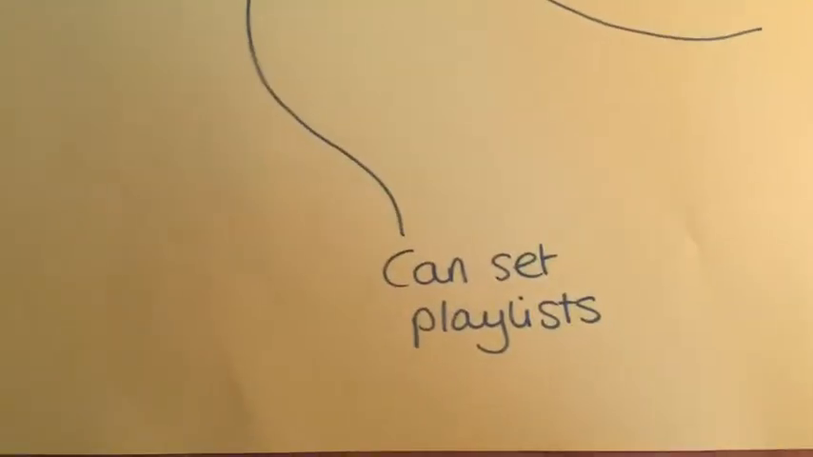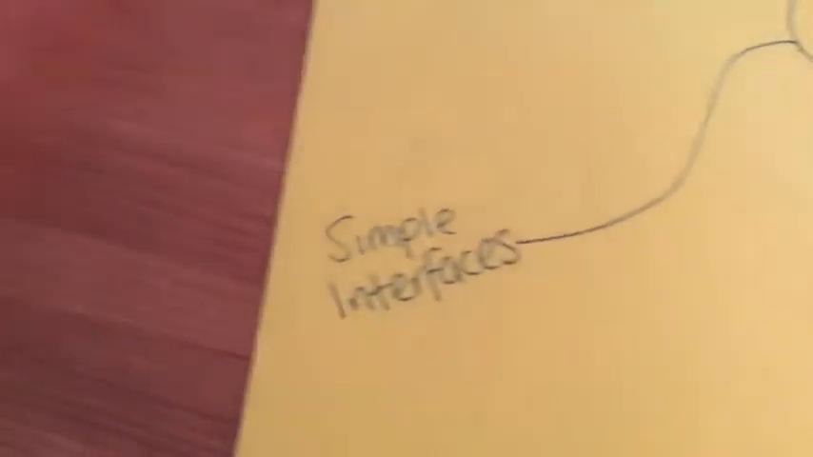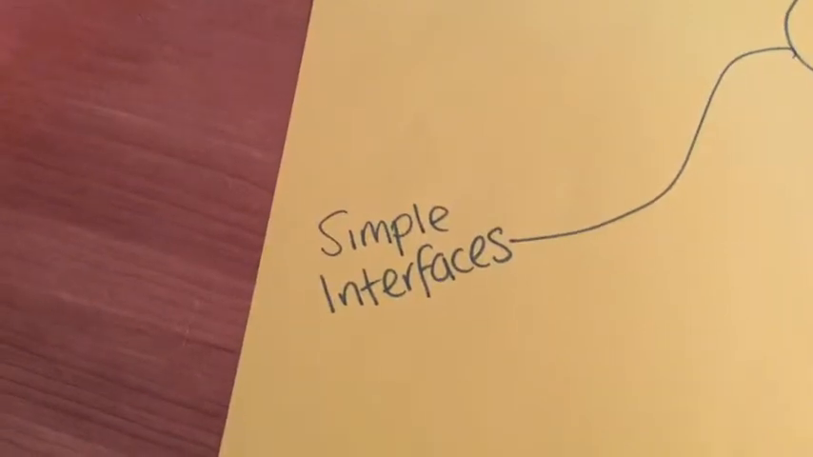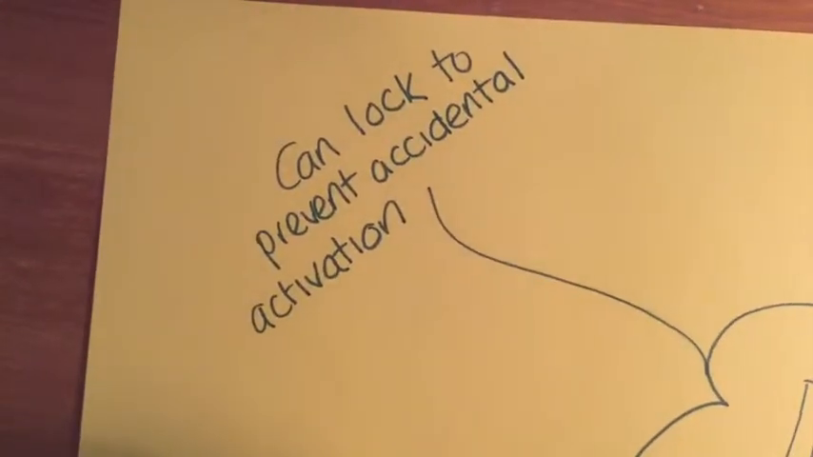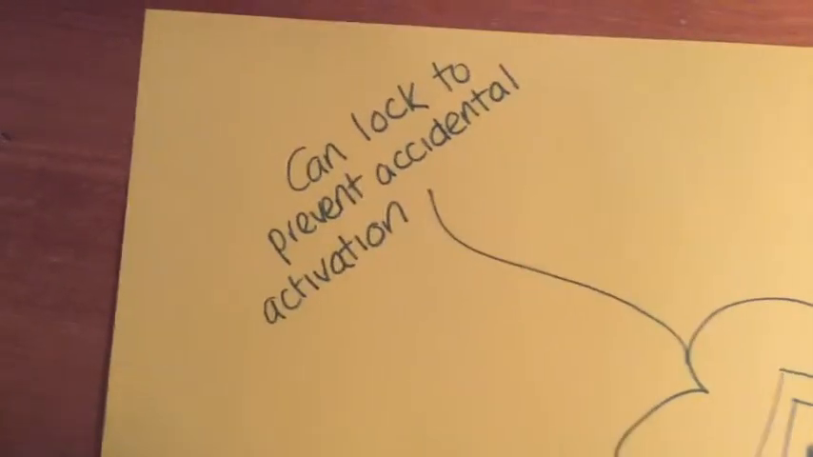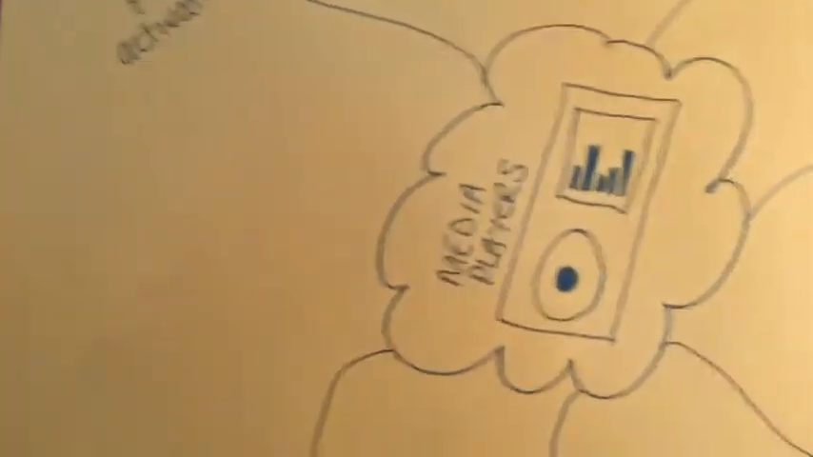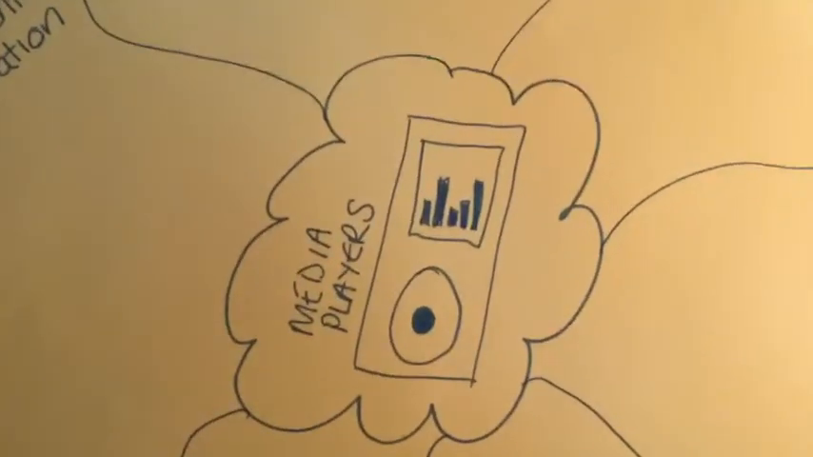With a media player you can set playlists so you can decide what plays. They've also got simple interfaces with, for example, the jog dial. You can lock them to prevent accidental activation, which obviously saves battery power. So these are the key features for media players.